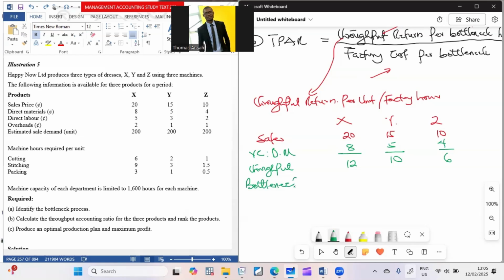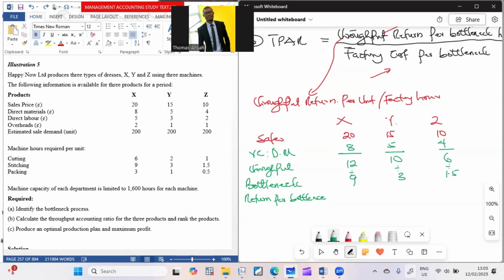This usually is our step 3, but I told you that in an exam question, you can do it straight away. So here is 9, 3, and 1.5. All right, so that is that. So return per bottleneck, throughput return per bottleneck, that is what we are looking for per bottleneck. How do we derive that? You remember that, right?